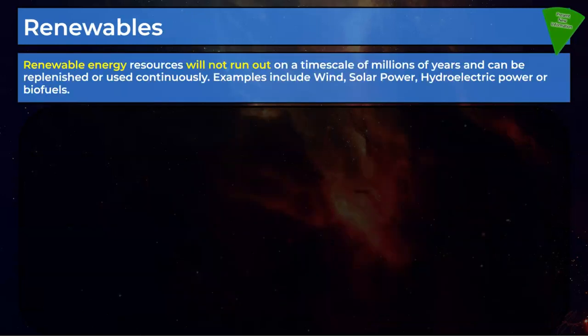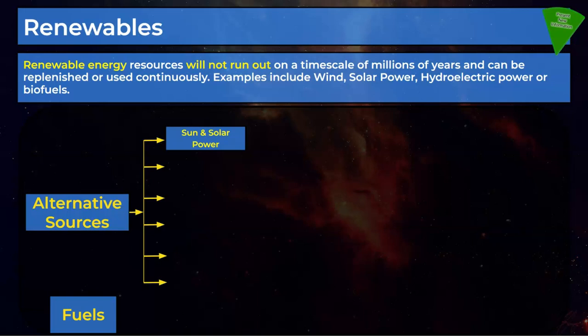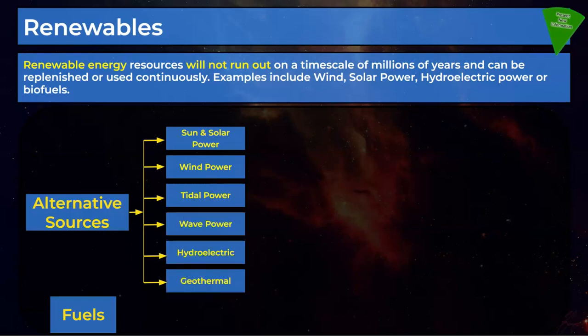So if you look at our renewables, which will not run out, most of them come from alternative sources of energy. Only one is a fuel. So we have, in terms of our sources of energy, solar power, wind power, tidal, wave, hydroelectric, and geothermal. Our fuel is biomass.